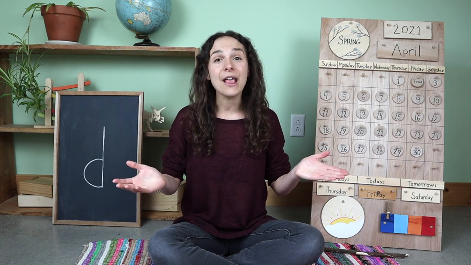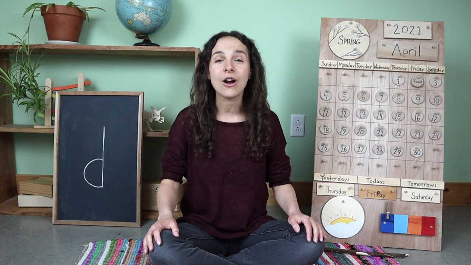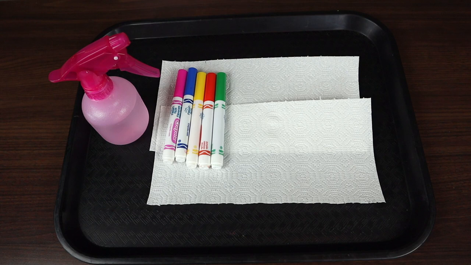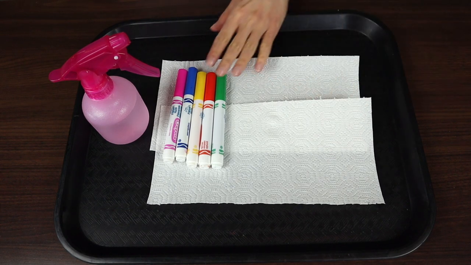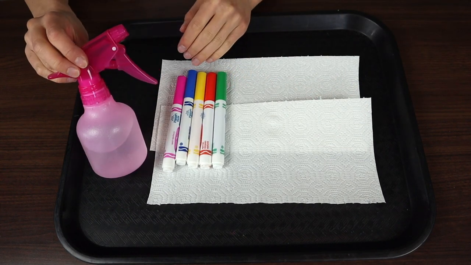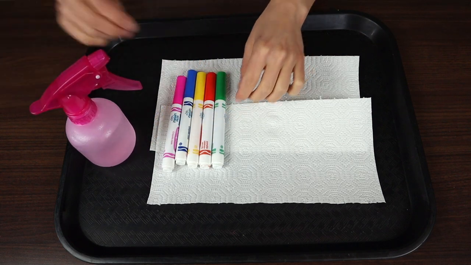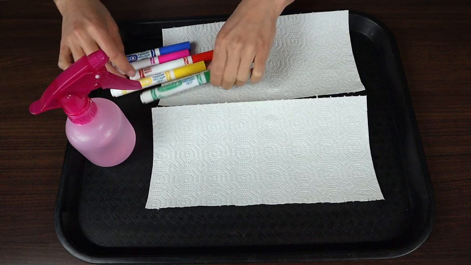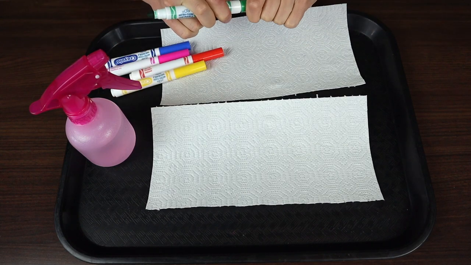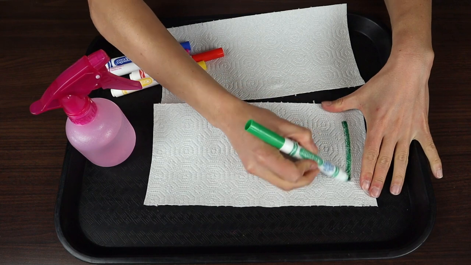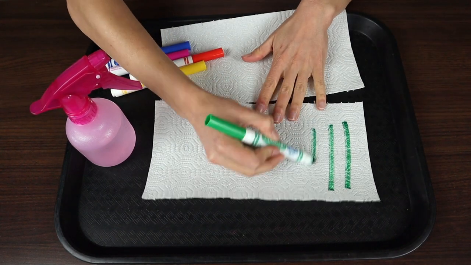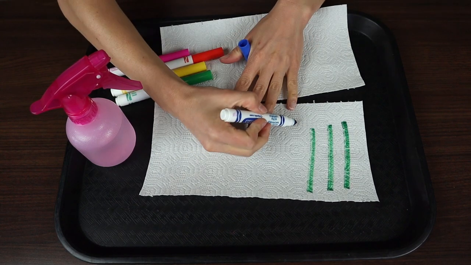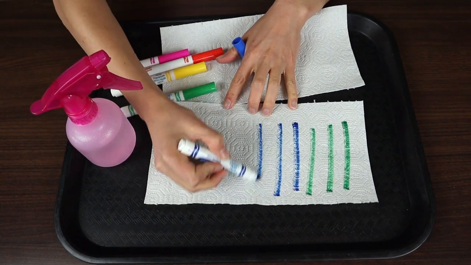For today's work, I thought that we'd work with colors to create our own rainbows. Let's go check it out. For today's work, you will need a few pieces of paper towel, some markers, and a spray bottle full of water. So instead of coloring on paper, you're going to take your markers and draw lines on your paper towel.